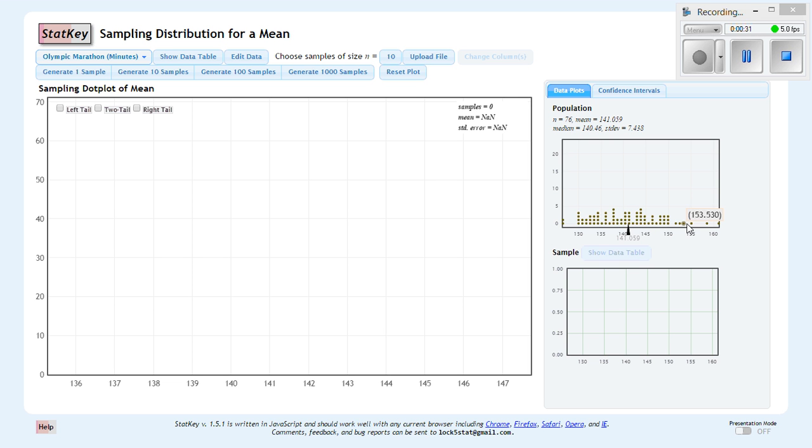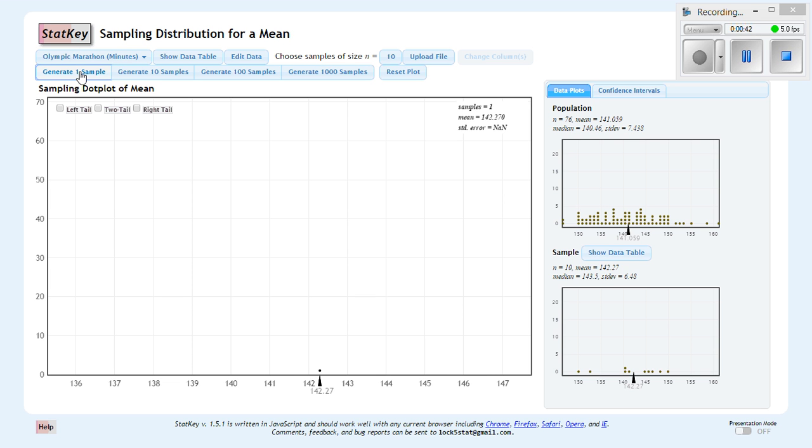You'll notice over here we have our actual data from our original population. I'm going to generate one sample from that, and we get this. I'll generate a second sample. We'll get this one here, and that's shown to you over here on the right. And I'll slowly keep taking more and more samples from our population. You'll notice they all vary a little bit.